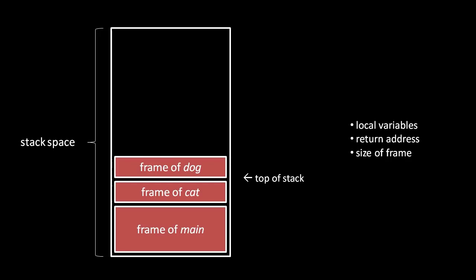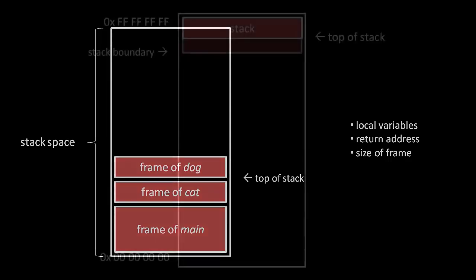Now, the diagram here suggests that the stack grows from the bottom, but in many cases the stack frames start at high memory addresses and grow downwards. This in fact is the case with x86 CPUs. This choice, though, is mostly arbitrary.